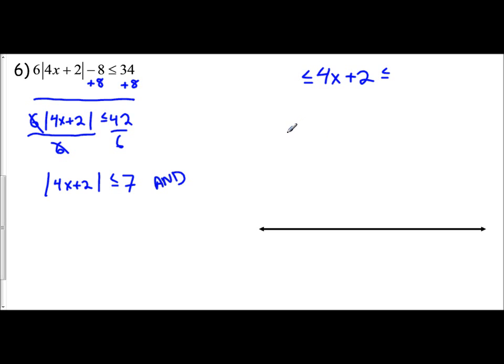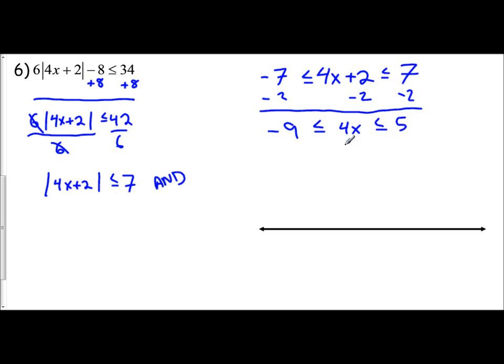two numbers. And those numbers are represented by the distance. We have 7 units from 0. So we know that 7 is 7 units from 0, and negative 7 is 7 units from 0. So to solve this, I'm going to subtract 2 from both sides. And I get negative 9 is less than or equal to 4x, which is less than or equal to 5. I divide by 4 on all sides. So my final compound inequality is negative 9/4 is less than or equal to x, which is less than or equal to 5/4.